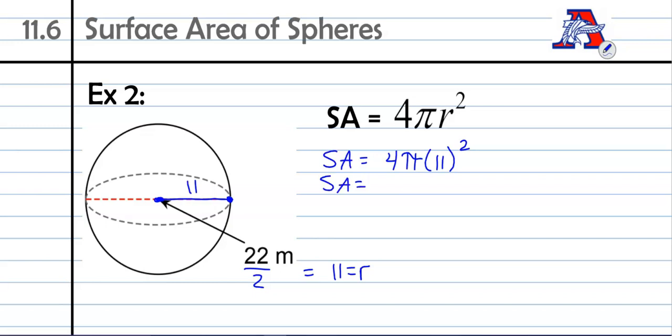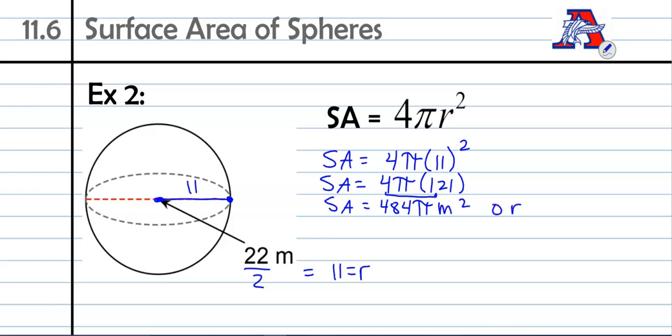So I'm going to do 4 pi, 11 squared is 121. You don't have to do this. I just want to make sure that you get a look at what that looks like written this other way. So now 4 times 121 would be 484. And then don't forget about your pi. So 484 pi, and what is this one, in meters squared?